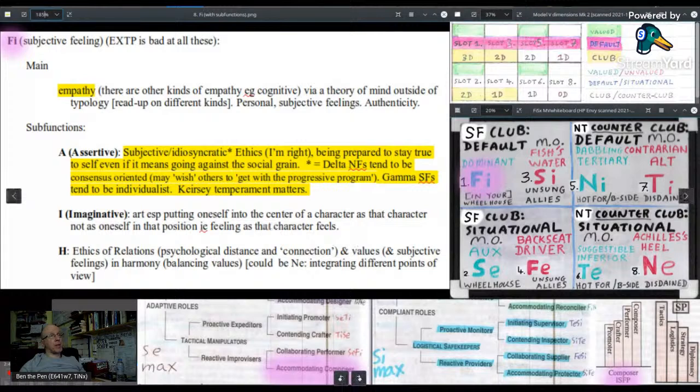And he's also a bit philosophical as well, is Pat. So let's just start off with the functions. You can see the subfunctions there, you can read.